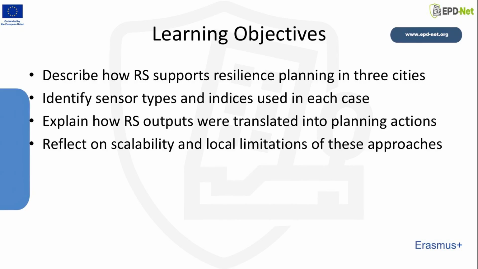They should be able to identify which sensor types, such as Sentinel-1 SAR, Sentinel-2 multispectral or Landsat time series, and which indices, such as NDVI for vegetation monitoring or other derived indicators, were used in each example. Students are expected to explain how the technical outputs, including subsidence maps, drought indicators and urban growth maps, were interpreted by planners and used to guide zoning, retrofitting or water management decisions.